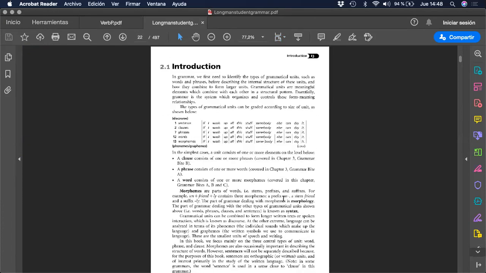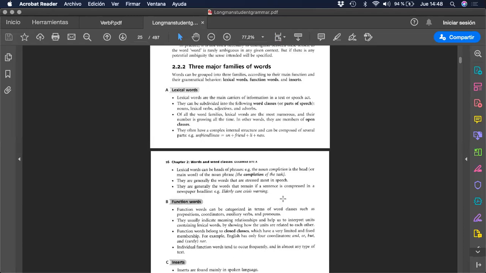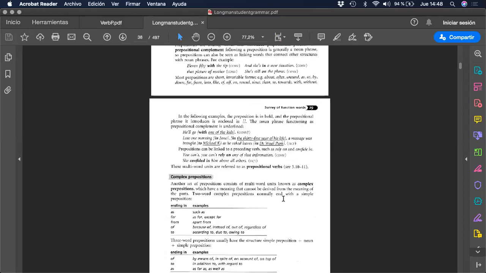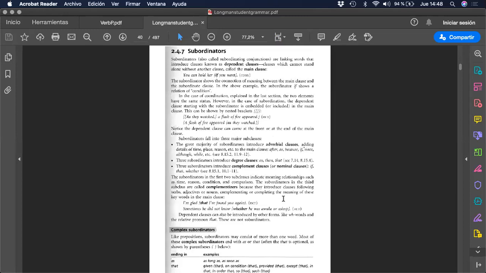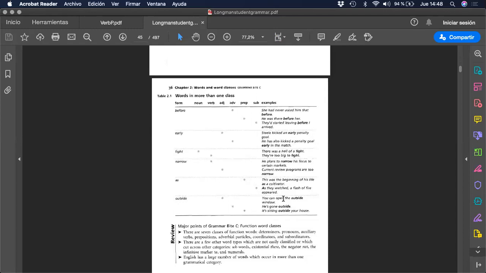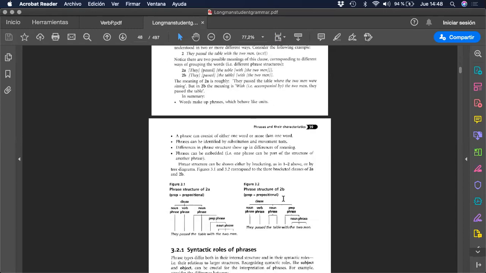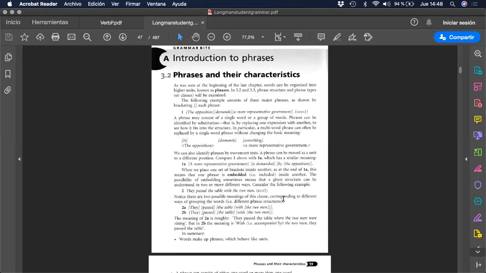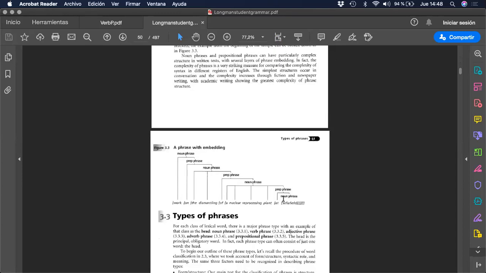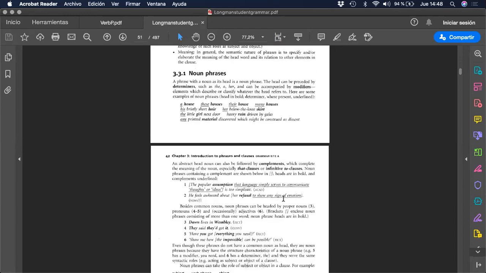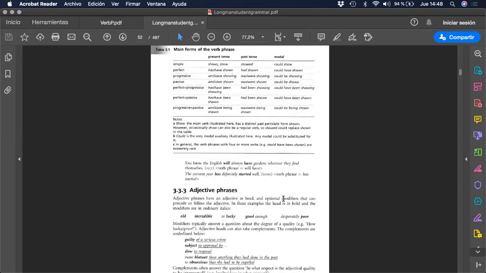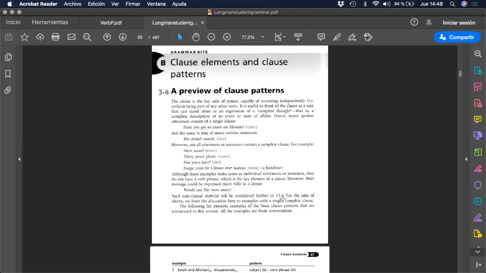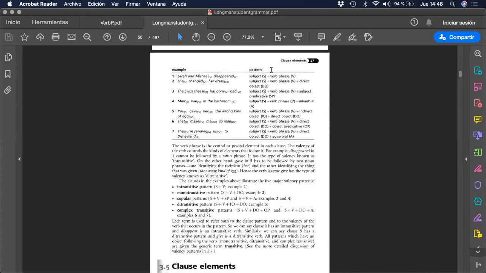Word classes. We're talking about valency pattern. I'm looking for one specific chart in this book. Phrases and clauses, syntactic roles, phrases and their characteristics, types of phrases: noun phrases, verb phrases, adjective phrases, adverb phrases, prepositional phrases, clause elements and their patterns, and here we have.